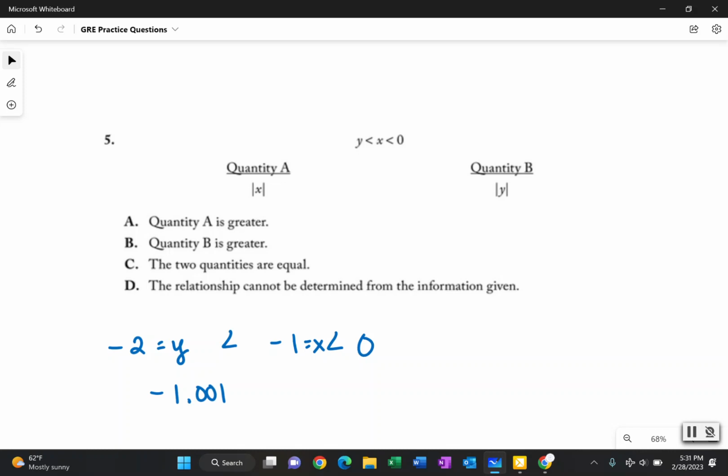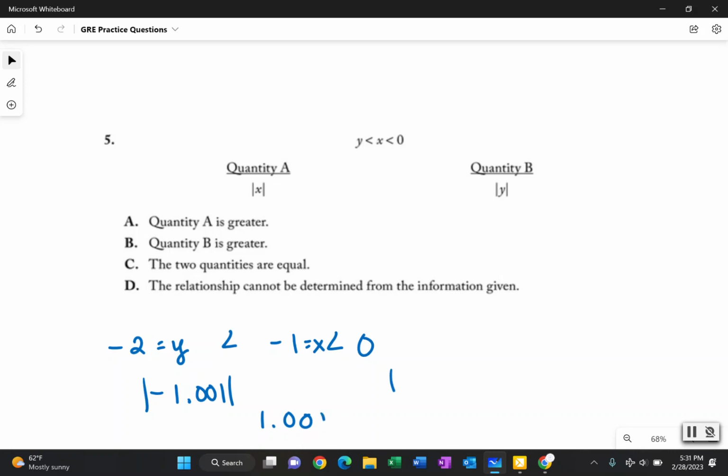Correct? If we took the absolute value of negative numbers and I had a more negative value, which I know sounds confusing, we would have a greater quantity. So the absolute value of negative 1.001 is going to be 1.001. The absolute value of negative 1, which is x, is going to be equal to 1. So which one is greater?